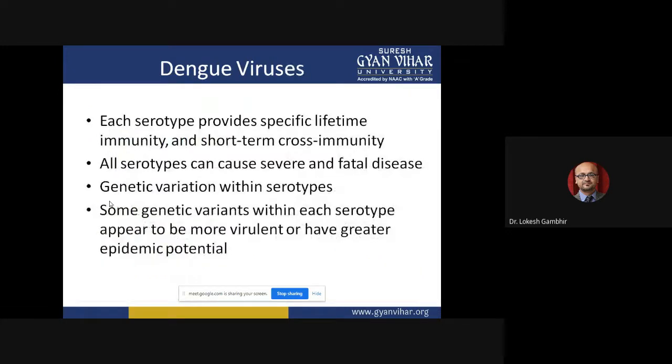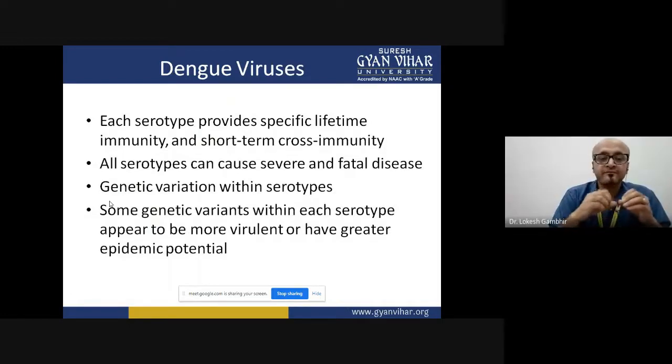When I'm talking about the serotypes, I told you clearly that there are four serotypes. Once you are infected with a particular serotype, you will be immune to that serotype for life. Each serotype will provide you specific lifetime immunity. The time span for that immunity may range from months to years.